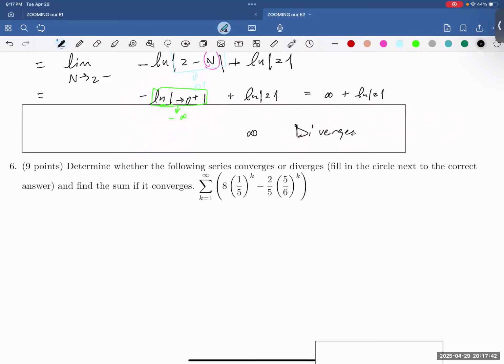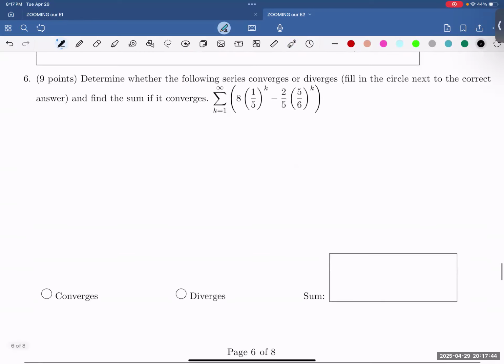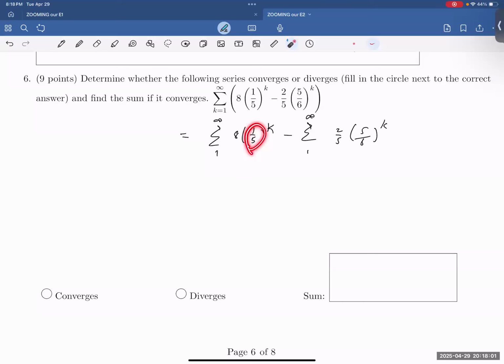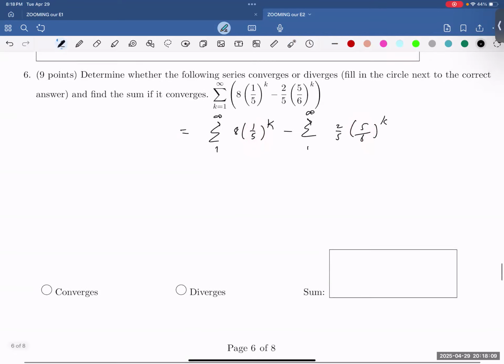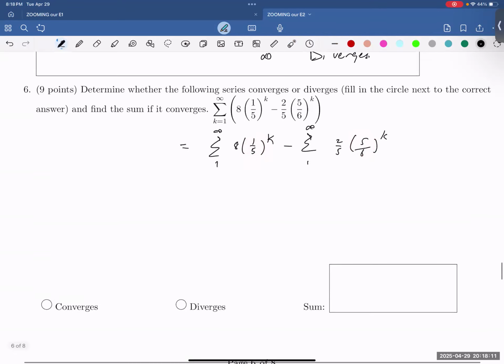All right, next question. Determine whether the following series converges or diverges. This is the sum from k equals 1 to infinity of 8 times a fifth to the k minus the sum of 2 times 5/6 to the k. So both of these are geometric, and the size of both ratios is less than 1. So both converge. To determine if they converge, both are geometric series.